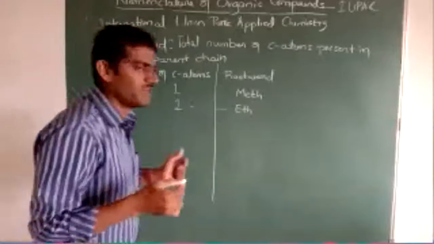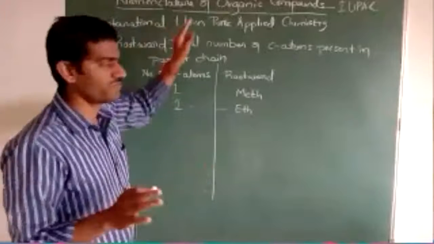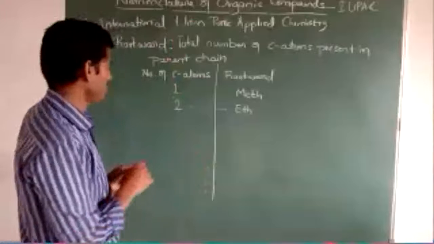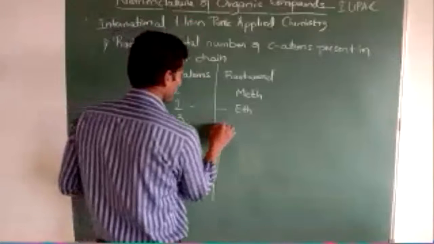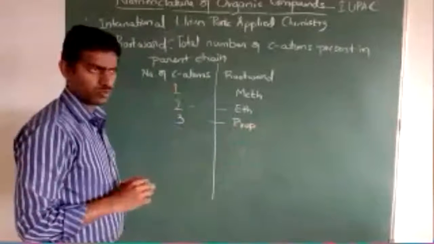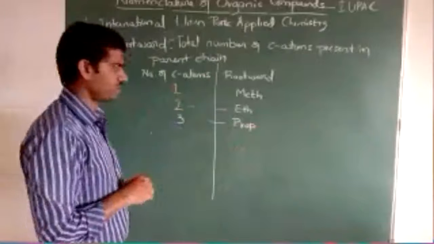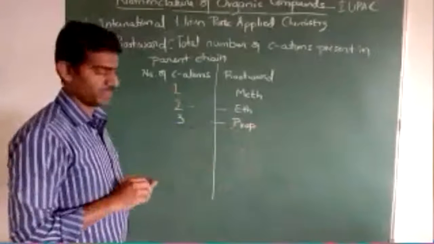Why are we going to give names like that only? We are going to study in detail about the nomenclature of the organic compounds. So next, three: that is prop. If the chain is having three carbon atoms, we are going to use the root word prop.